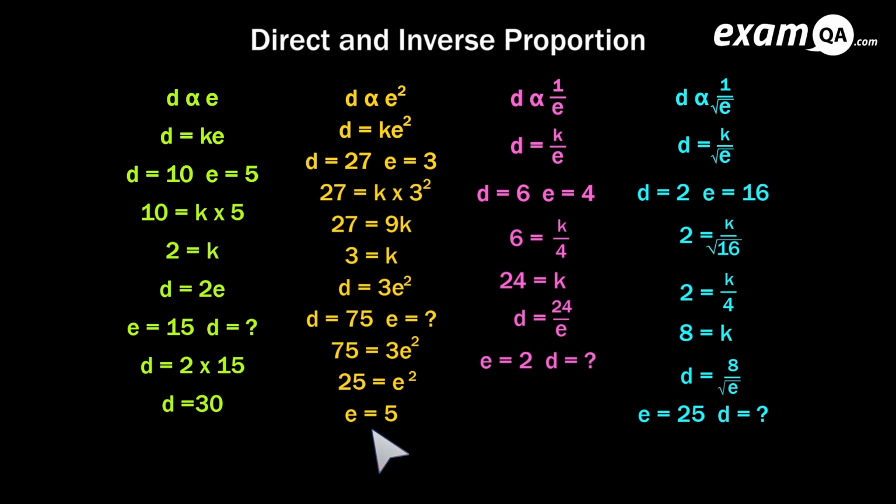So let's look at the third type. And here we're trying to work out the D value. And we know that E is 2. And that one is straightforward. We just have D equals 12. And in the last one, we've been given the E value and we need to work out the D value. And there we've done that one as well.